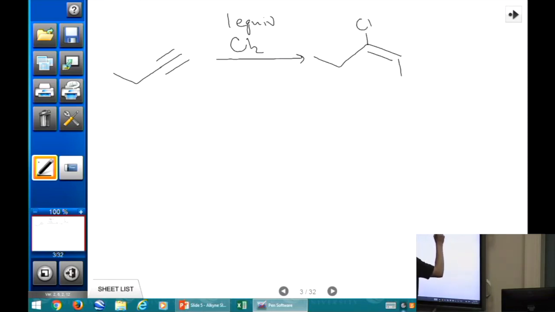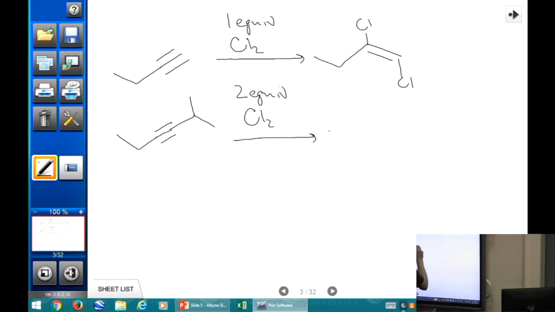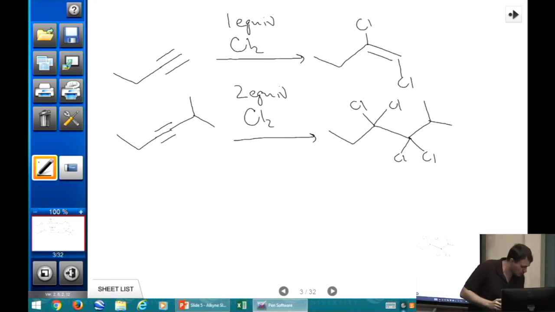So this works with chlorine as well. So 1 equivalent Cl2 gets you a vinyl dihalide. Two equivalents Cl2 gets you a tetrahalide. So that slide is really straightforward.